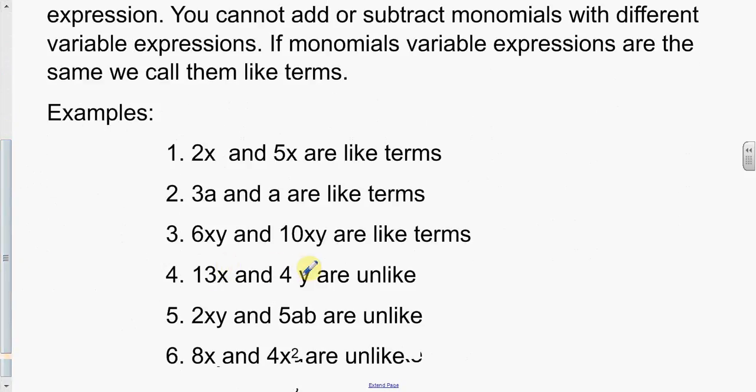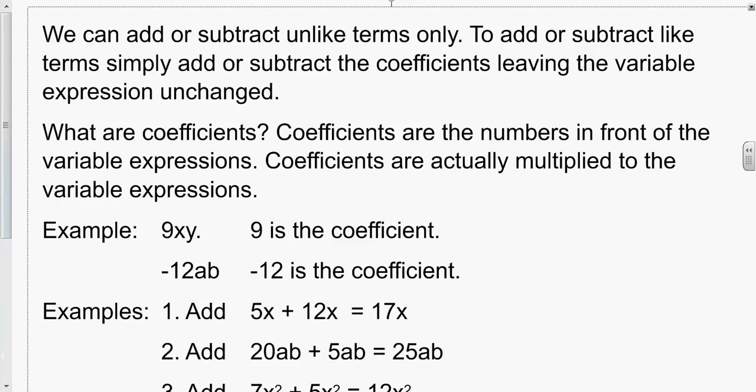13x and 4y are unlike, right? Because here the 13 has an x, the 4 is multiplied times a y. X and y are unlike. 2xy and 5ab are unlike terms. You cannot add or subtract unlike terms. 8x and 4x squared are, again, unlike terms. We can only add or subtract terms that are alike.